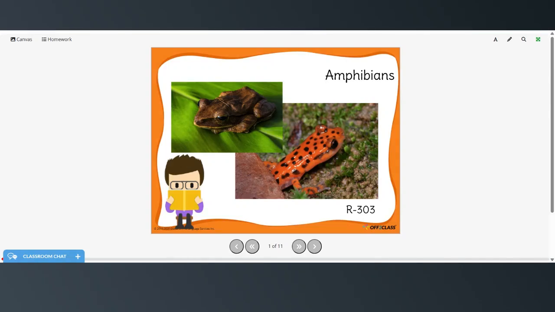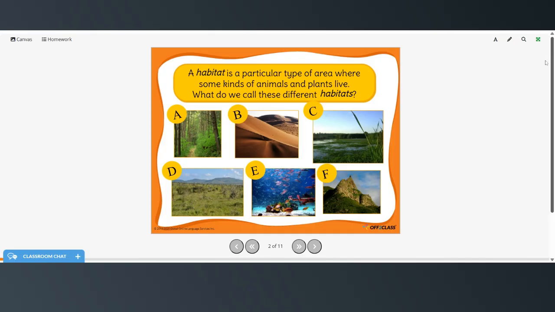This is a B1 level reading lesson, and today we're going to be reading a short article about amphibians. So a habitat is a particular type of area where some kinds of animals and plants live. So what do we call these different habitats? And you can pause the video and, if you'd like, add your answers in the comments and then restart when you're ready to check your answers.